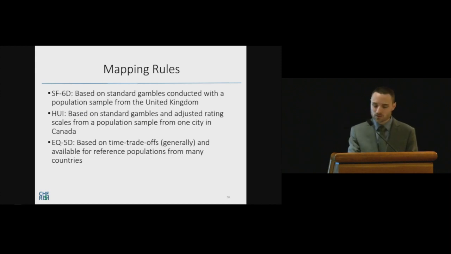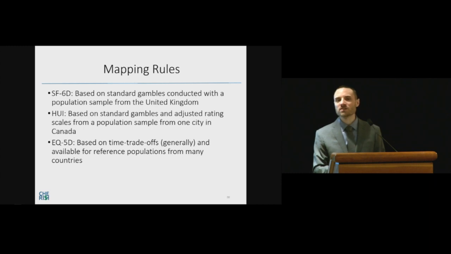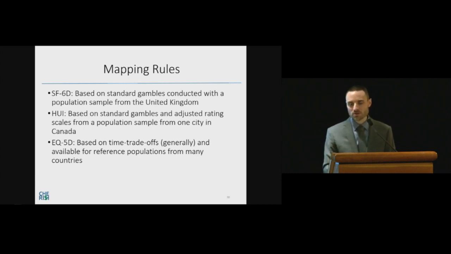Okay, so let's see, the SF6D, some of the mapping rules. The SF6D is based on standard gambles. This is another thing I wanted to mention: when considering which instrument to use, you also have to consider which populations there are values for, right? For the SF6D, I believe that is only valued by populations in the UK. So if you believe that that's representative of individuals in the US, then okay, go ahead and use it.